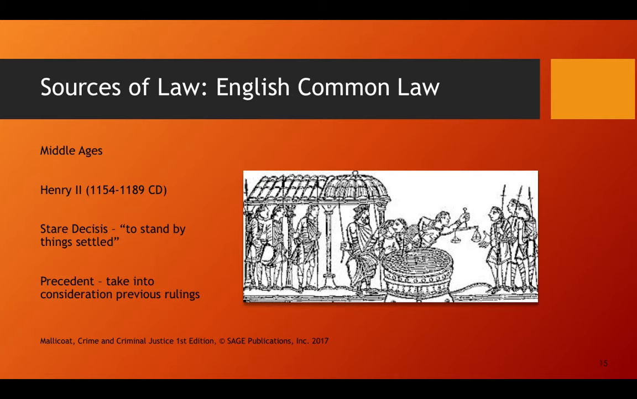We also have English common law, right? In English common law, we could see coming from the Middle Ages, okay, and we have something here that has taken a really big influence on the United States, and that is precedent. So when you take into account the previous rulings, if any of you remember in your civics classes, or you've ever heard of something like Miranda rights, right? When someone gets arrested, that is from Miranda, the Miranda versus Arizona Supreme Court case.